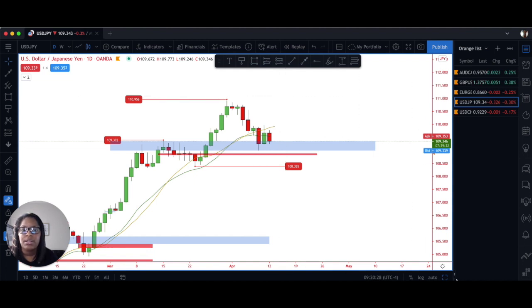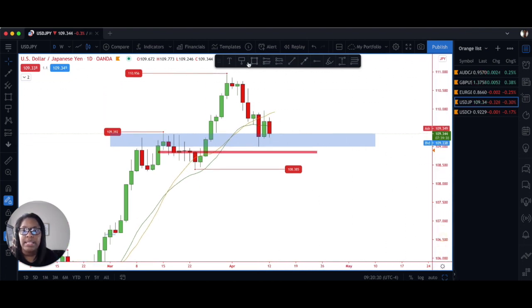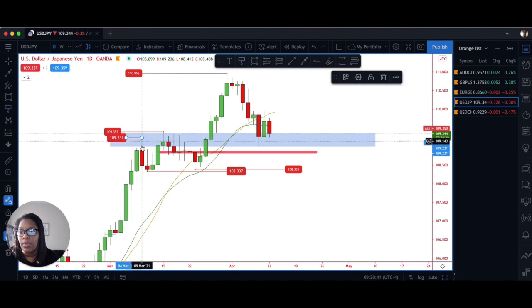And I want you guys to notice something that happened previously within the last month in March. So this was the last high here at 109.231. Price pushed down to 108.337, and then it pushed up to 109.392. Now I want you guys to notice how price never went below 108.337. This is one of the reasons why I say we trade the number first.